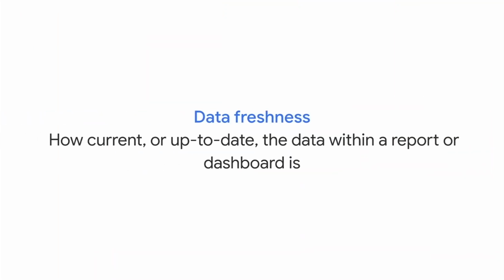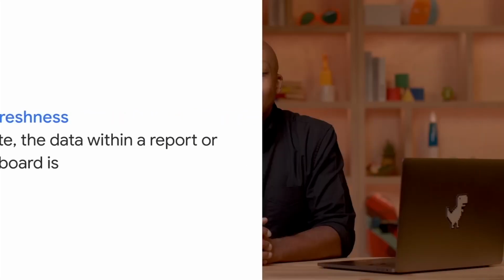Now, no matter where the data comes from, you will need to pay attention to the data freshness. Data freshness refers to how current or up-to-date the data within a report or dashboard is. For example, if the data in a dashboard is updated once every 24 hours at midnight, and a user accesses the dashboard at 5 p.m., then that information is outdated by 17 hours, and it won't reflect any of the current day's data. The importance of data freshness will vary by visualization and business need.